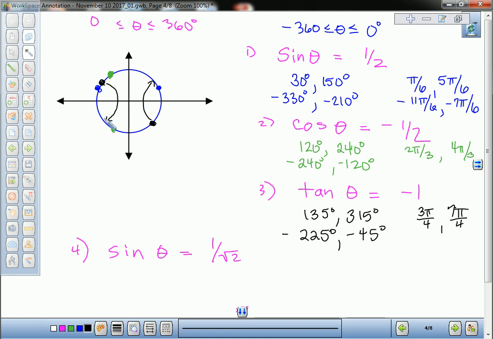I'm really good at knowing everything on the unit circle, so I can just reflect things around.